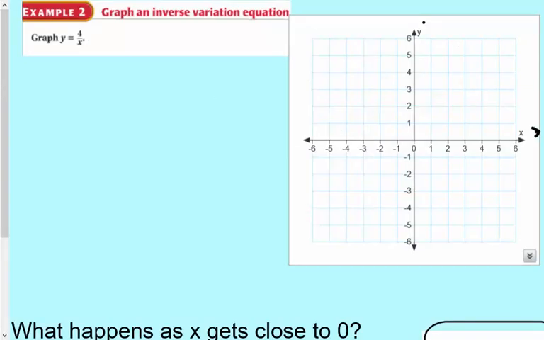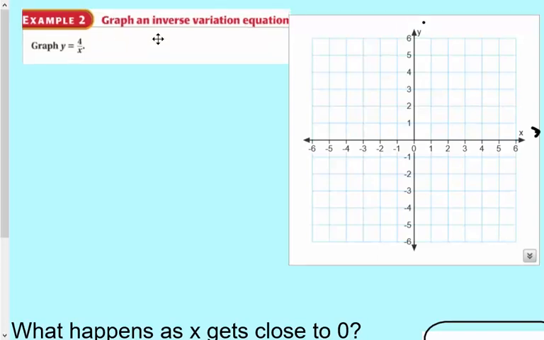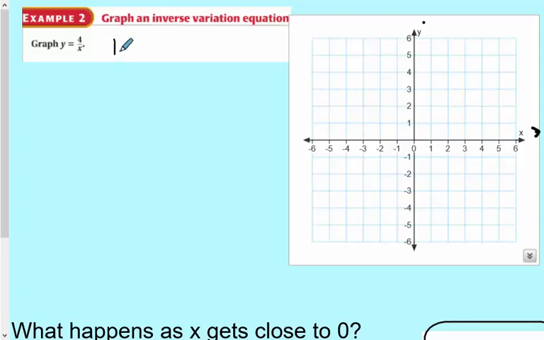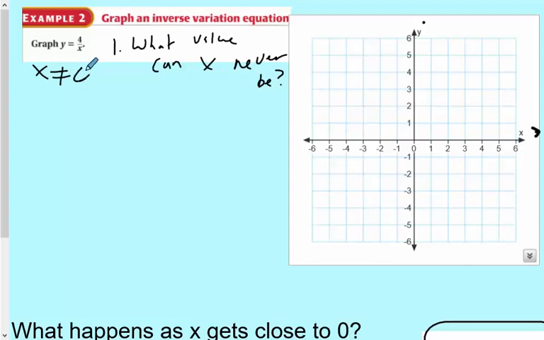Alright, now we're going to actually get to graphing these guys. What do these look like? So today we're going to focus on graphing. Step number 1 is: what value can x never be? First question you're going to ask yourself. In this case, x cannot be 0. So you plug in 0, 4 divided by 0 is undefined.